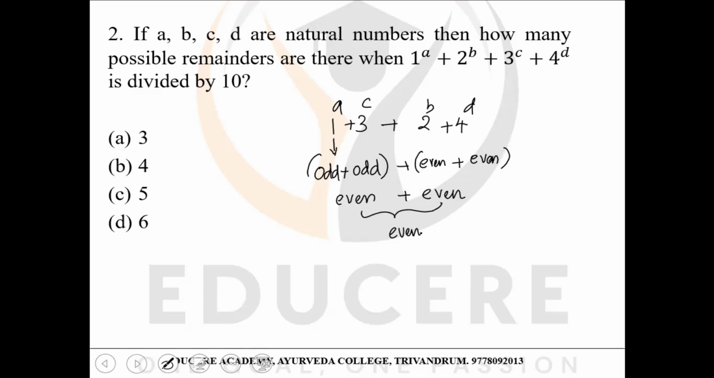When you divide an even number by 10, the possible remainders are even numbers, all the possible even numbers less than 10. Actually, we have 5 even numbers, so option C is the correct answer. If you want to check, you can substitute various values for A, B, C, D, and you will get remainders 0, 2, 4, 6, 8. The number of possible remainders they asked for is 5.